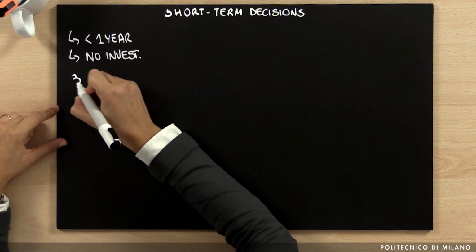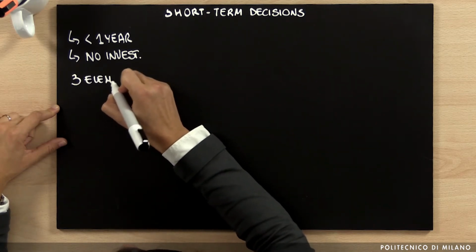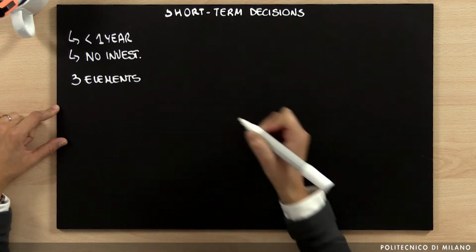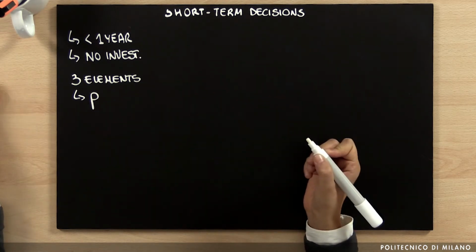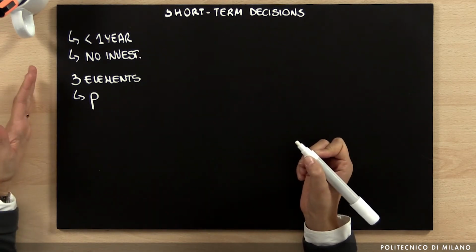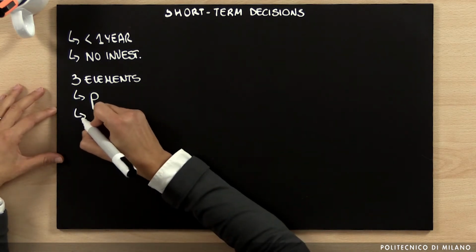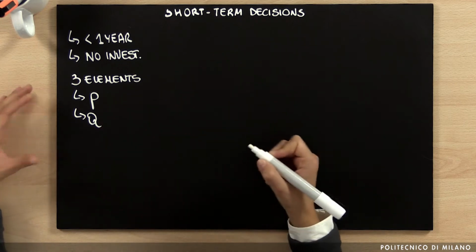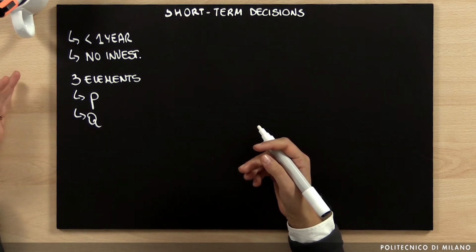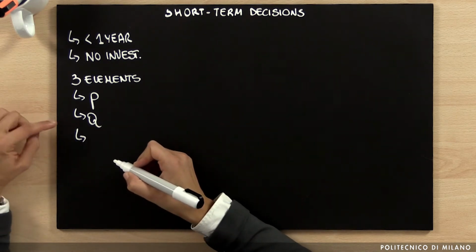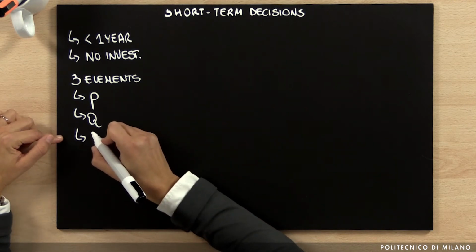Given that we are talking about something that has an impact on a period of time which is less than 1 year, and given that we do not need investments, we can say that three main elements enter the decision. The first one is the price. The selling price of our product is the first element that characterizes short-term decisions. The second component is the quantity. The quantity is the volume of our activity. So how many units are we producing? How many units are we selling? The third element that characterizes this kind of decision is the cost.